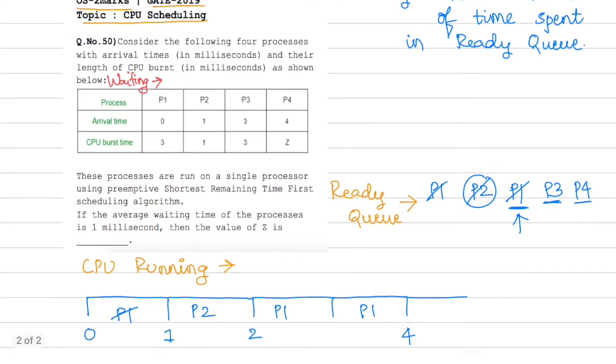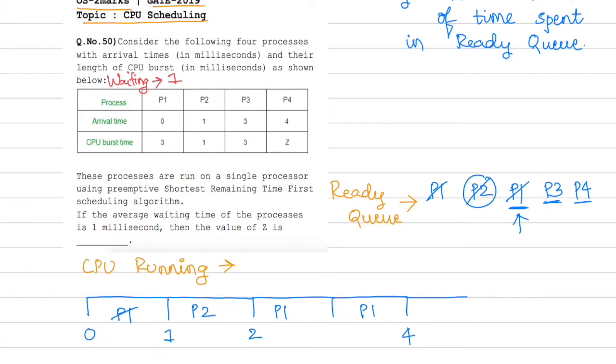So now if you focus on P1, it arrived at the 0th second and got the CPU at the 0th second. However, from 1 to 2, P1 got preempted. P1 went into the ready queue, so it was waiting here from 1 to 2, and then from 3 to 4 P1 was again with the CPU. So the waiting time of P1 becomes 1. It was just waiting for 1 second, from 1 to 2.